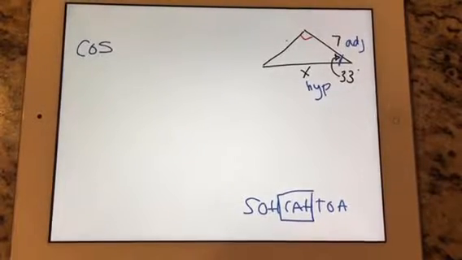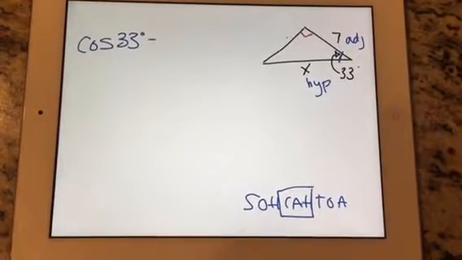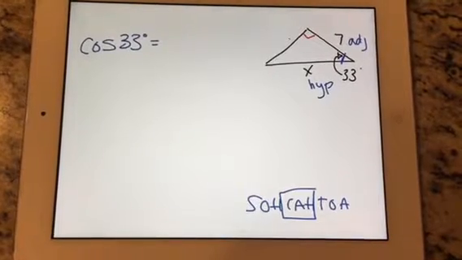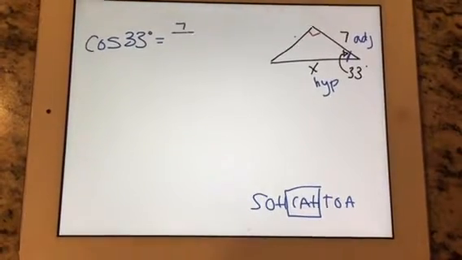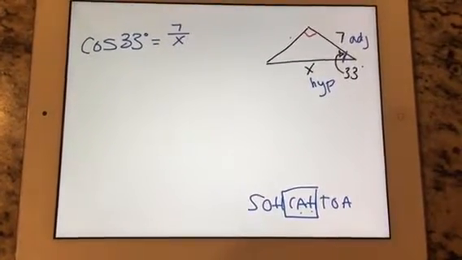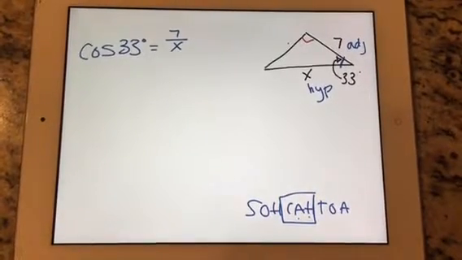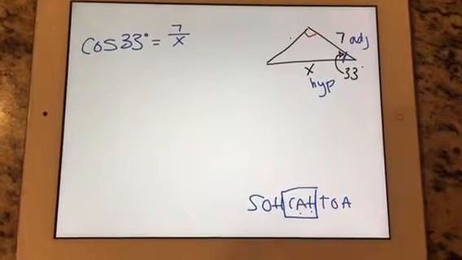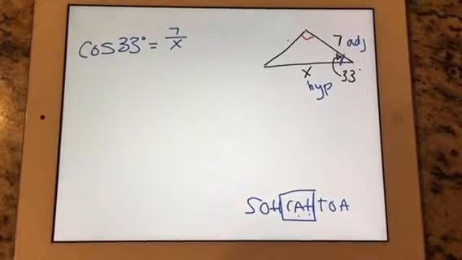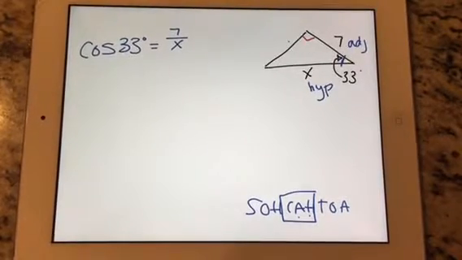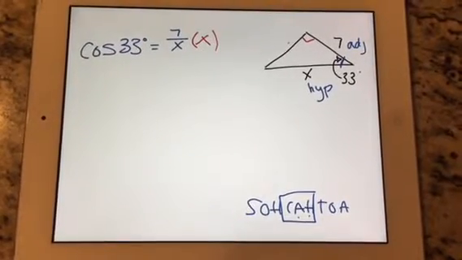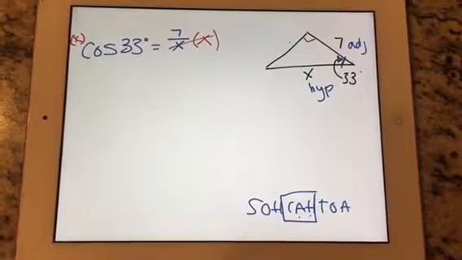So cosine of 33 degrees I'm going to set equal to that proportion. In this case, it's going to be 7 over x, because it's adjacent over hypotenuse. Now this one's a little bit different because x is in the denominator, so my solving is going to be slightly different. I still need to get x all alone, but it's in the denominator. I can't have it there, so I have to multiply both sides by x.